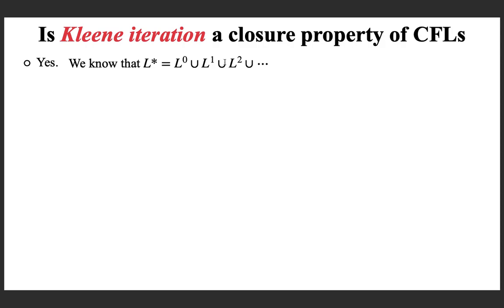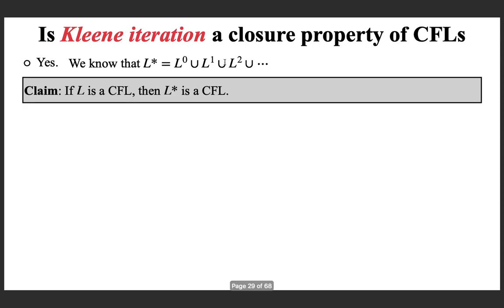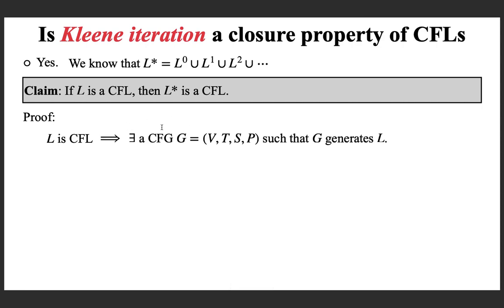I hope you remember this definition from the basic lecture that we have in this course, where we discussed the basis of formal languages. We claimed that it is yes, so this is actually the claim. If L is a context free language, then L star must be a context free language. We need to have a proof, and suppose you have L as a context free language, then there exists a context free grammar G generating this language.